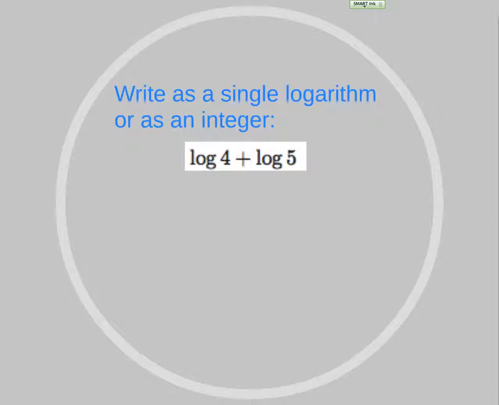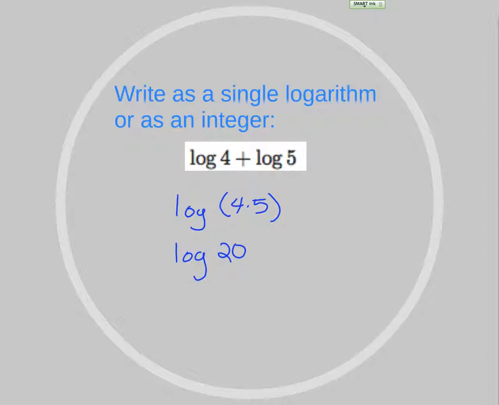The first thing we really look for is, do we have the same base? Sure enough, there's no base listed, so we know that means base 10. Since I have the same base, I can combine them into a single log, and I have to multiply what's inside my log, so 4 times 5, which would just be log of 20. We can definitely simplify that, but I just want to show you all those steps in between as well. So again, when we're adding, we want to bring it to a single log. We multiply what is in those logs.